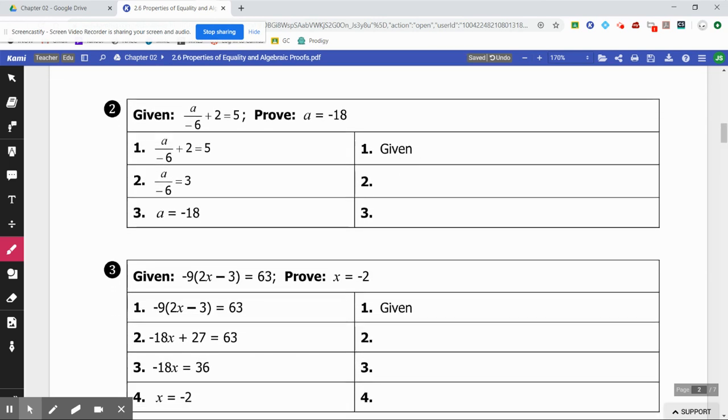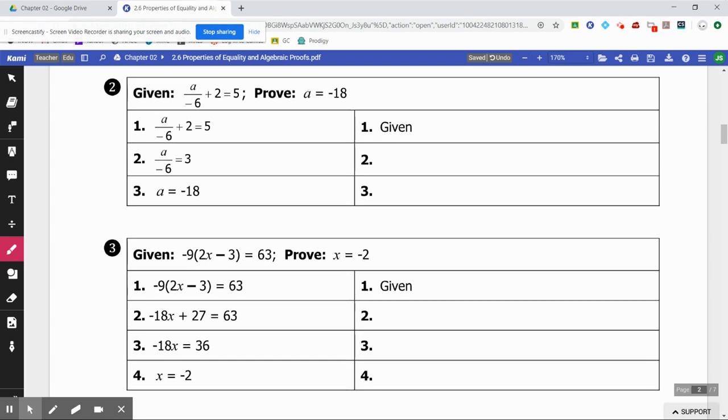We're given that a divided by negative 6 plus 2 is equal to 5. And we're trying to somehow prove that a must be negative 18 then. Okay, the first thing that we're going to do, and notice here they've done the work for you. Later on you're going to have to fill in these blanks, but here they've done the work for you and you're just having to fill in the reasons. To go from here to here, notice what got moved. This 2. They subtracted 2 from both sides of this equal sign.